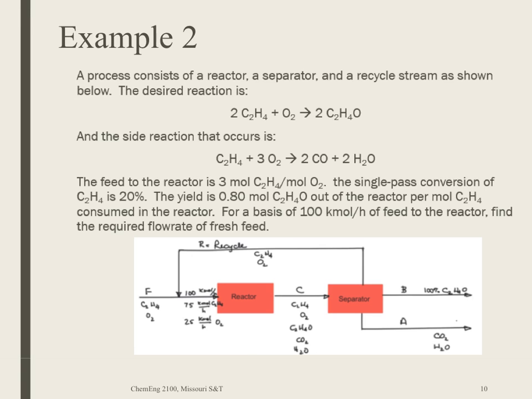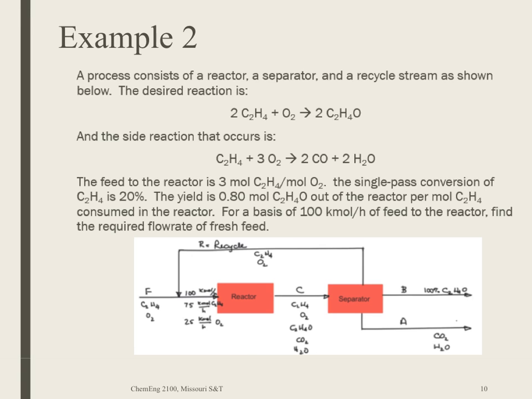For a basis of 100 kilomoles per hour of feed to the reactor, we want to find the required flow rate of fresh feed. So let's look at this diagram for a moment. We have some fresh feed being added and mixed with a recycle stream. Together, these will make 100 kilomoles per hour of something that is 75% C2H4 and 25% O2. These go into the reactor where it will exit with C2H4, O2, C2H4O, CO2, and H2O coming out, some combination of those.